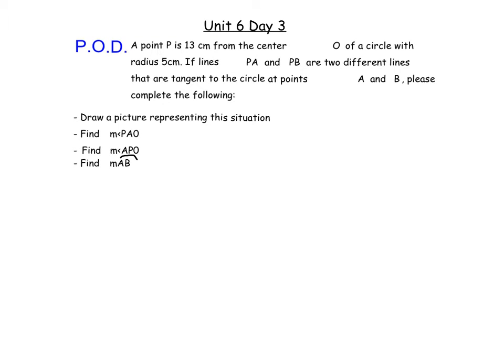Alright, hopefully you've had a chance to start on your problem of the day for Unit 6, Day 3. A couple things before I even get going, I want to highlight a couple of important points. First of all, we're given that we have point P, which is 13 centimeters from the center of the circle. And I want to make sure that you understand that that has to be outside of the circle because we're told that the radius of the circle is 5 centimeters. So obviously point P lies in the exterior of this circle O.